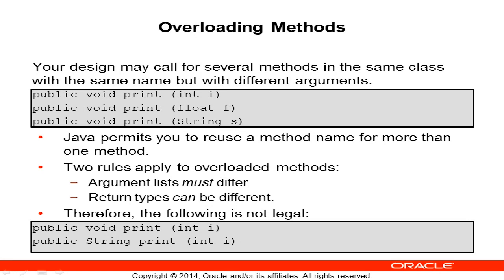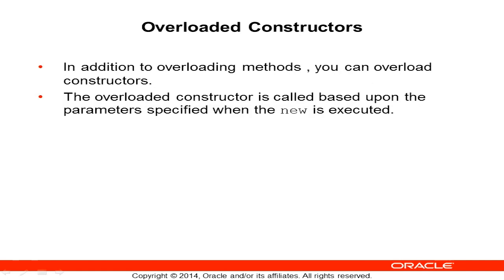So at the bottom of our slide we have public void print int i and public string print with an int i parameter. So that's not legal because we have the same argument list and we're only changing the return type. Now, in addition to overloading your methods in your classes, you can also overload the constructors.